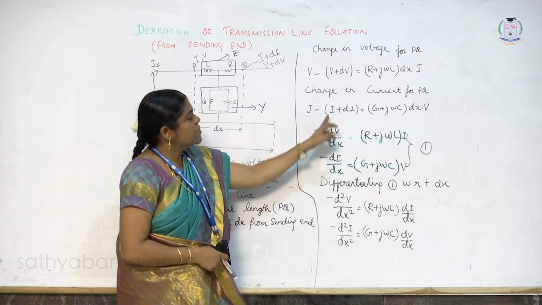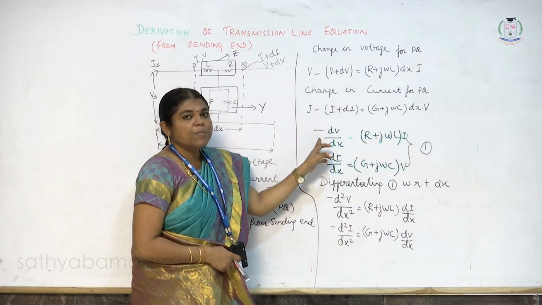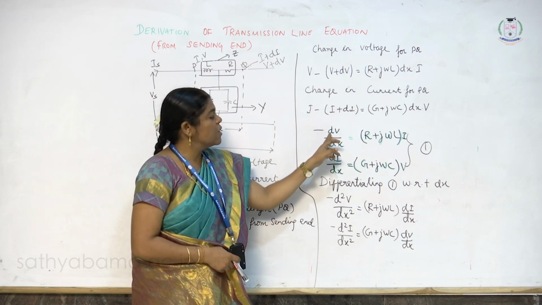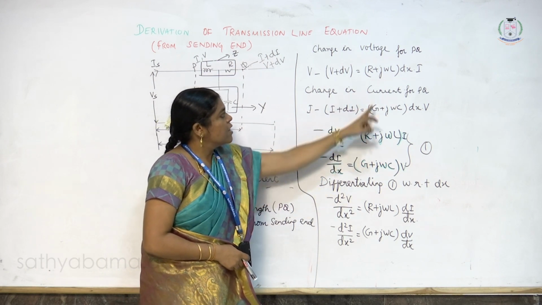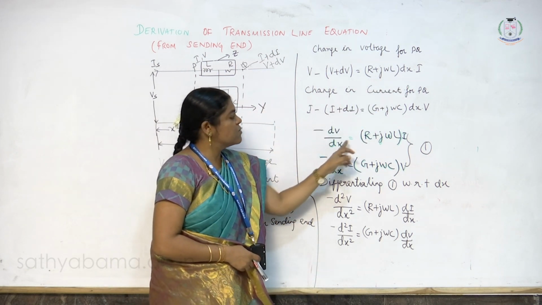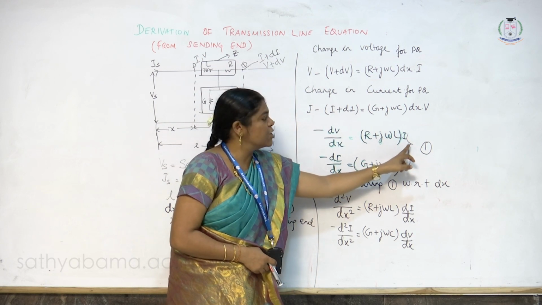From these two equations, I can get the differential voltage term, dV by dx. That is, if I bring this dx to the denominator, I get minus dV by dx, which is equal to R plus j omega L into I.